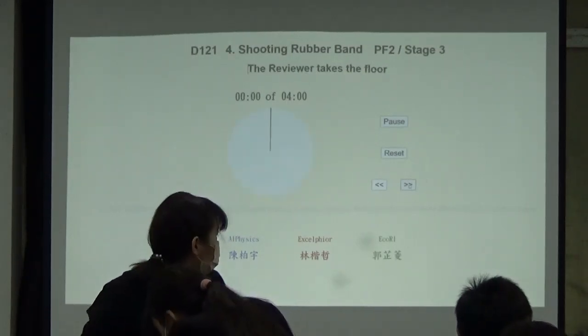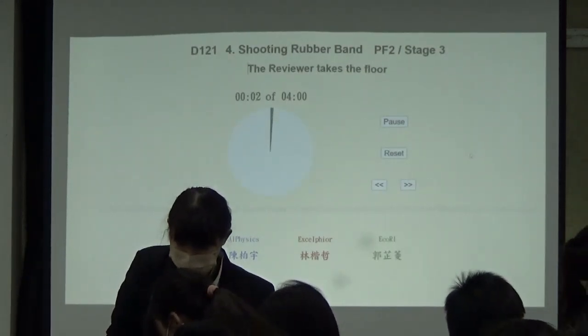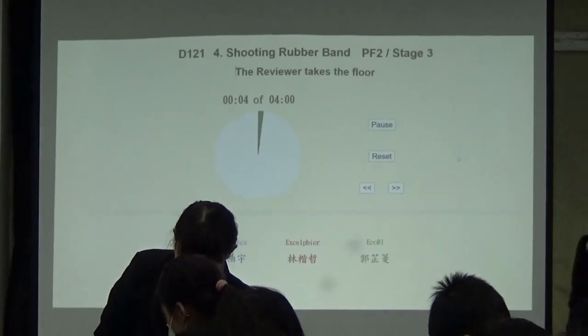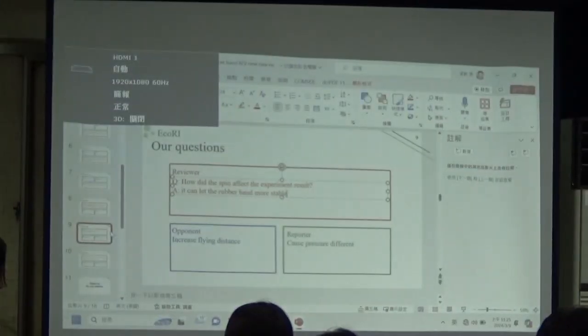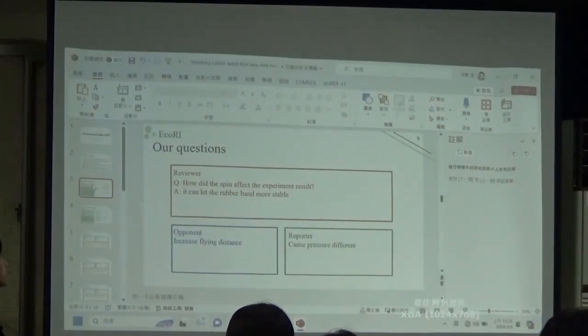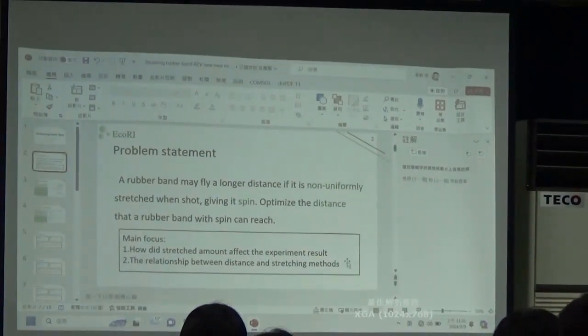Okay, presentation. My name is Bodley, and I'm the reviewer from TYPT. Today I'm going to review problem number 4, shooting rubber band, and I focus on the stretch amount and the relationship between distance and stretching distance.